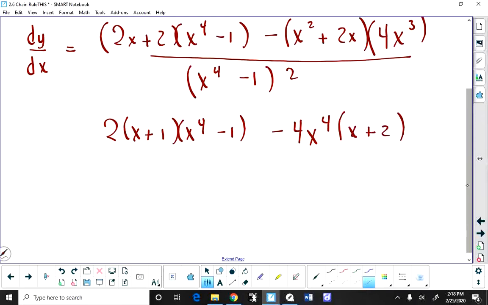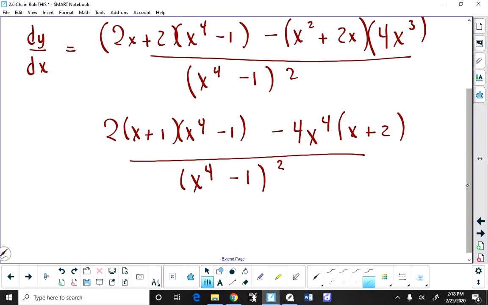So I've moved the 4 close to the front and I factored an x out of this and put it on the x cubed. Are you okay with that? This isn't really helping me much.